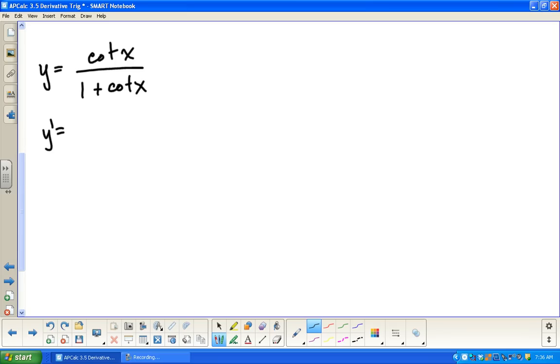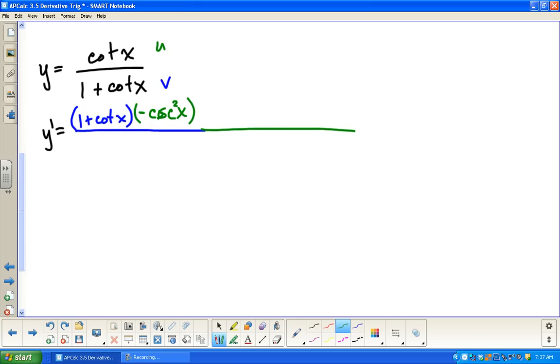So for y prime, what we're going to do here is the quotient rule, because shockingly enough, I have a quotient. This is going to be u, this is going to be v. The denominator times the derivative of the numerator. Now, the derivative of cotangent is kind of like the derivative of tangent. The derivative of tangent is secant squared, so this is going to be cosecant squared, but it's got to have a negative in front of it, because anything that starts with a co, its derivative has a negative.